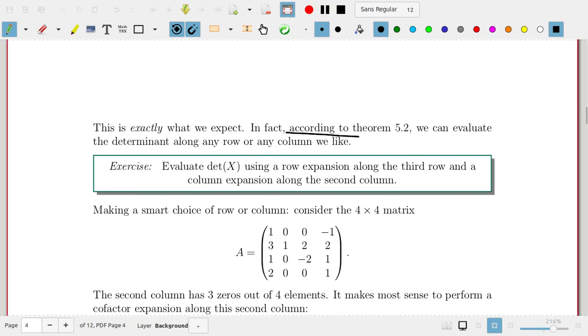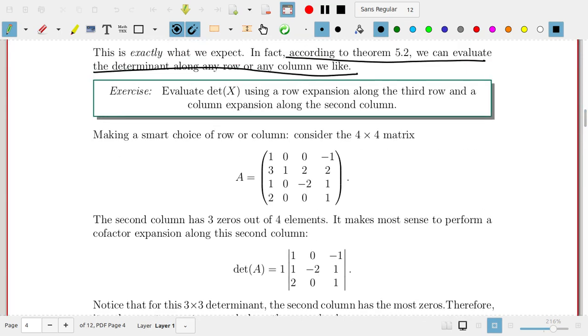So according to theorem 5.2, we can evaluate the determinant along any row or column we like. The next exercise tells you to evaluate the determinant via row expansion along the third row and a column expansion along the second column. And by now, since you've already calculated all the Cij's, you should be able to do this easily.